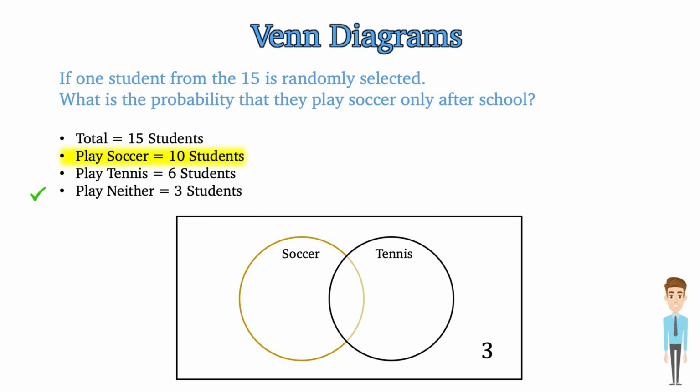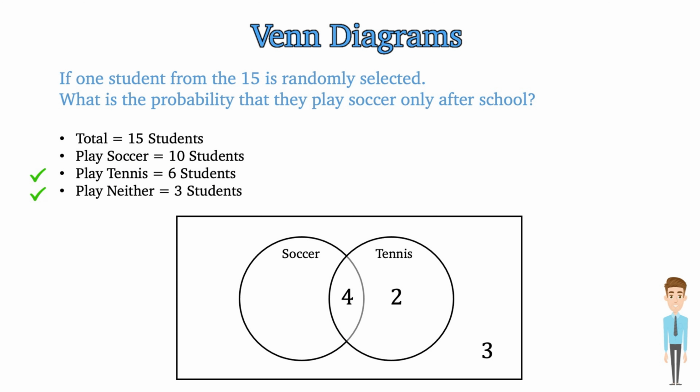Looking at the soccer circle, we know 10 students play soccer. So if we know 10 students belong in this circle, then the difference from 12 has to go in the tennis only section, which is 2. Next, looking at the overlap. Checking our information, we need to show that 6 students play tennis altogether. We've already accounted for 2 students who play tennis only. That means the remaining 4 students play both tennis and soccer.